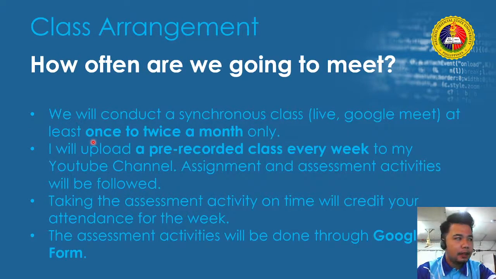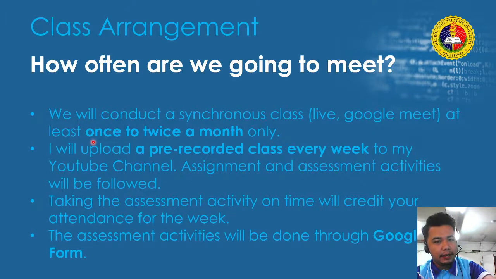Okay, so next we'll talk about our class arrangement. Now, most of these were already done last semester, but there will be a few changes. So first, we will conduct a synchronous class, meaning live through Google Meet, at least once to twice a month only. Okay, so we will conduct synchronous class just like what we are doing right now, at least once or twice a month. However, I will upload a pre-recorded class every week through my YouTube channel, and assignment and assessment activities will follow. All right. So although we'll only be meeting once or twice every month, I will still be uploading a new pre-recorded class every week.